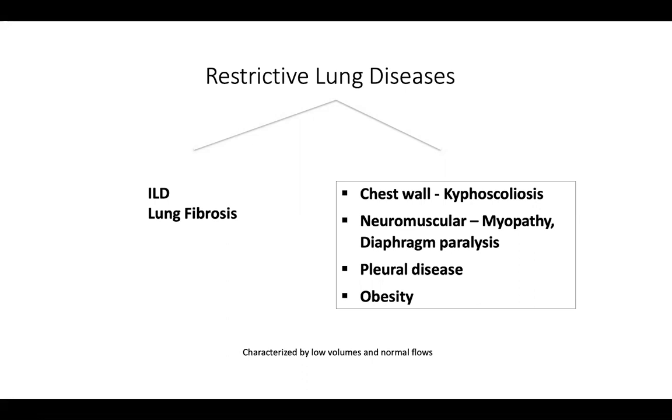Interstitial lung disease, the only role of spirometry is, since interstitial lung disease is difficult to diagnose in a peripheral setup, they can be treated as asthma or TB for a longer period, and hence a restrictive spirometry pattern is definitive of ILD along with other diagnostic parameters like lung biopsy, etc. So restrictive lung diseases are basically characterized by low volumes and normal flows.